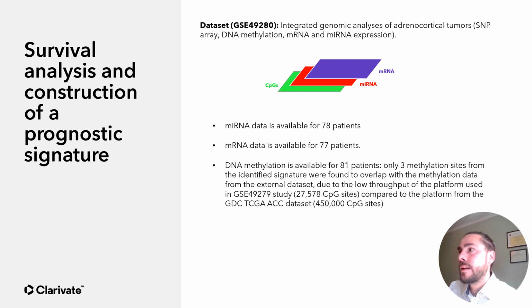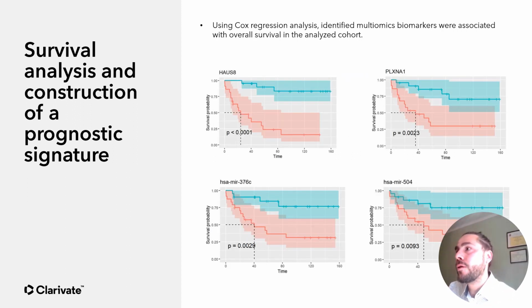We used an external dataset in order to validate our results using a survival analysis. We obtained a dataset which accounted for multi-omics data, including microRNA data, mRNA data, and DNA methylation data. Using Cox regression analysis, we identified multi-omics biomarkers that were associated with overall survival in the analysis cohort obtained from this external dataset, as we can see here.